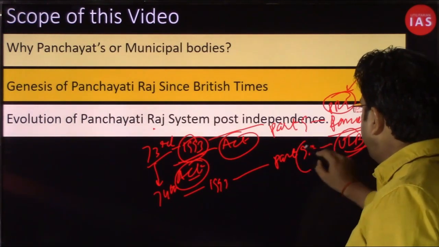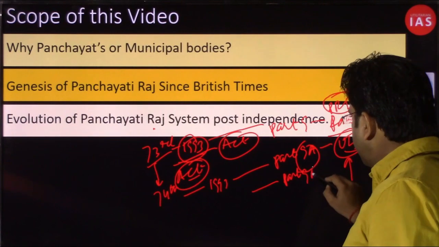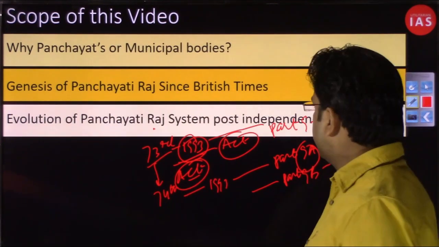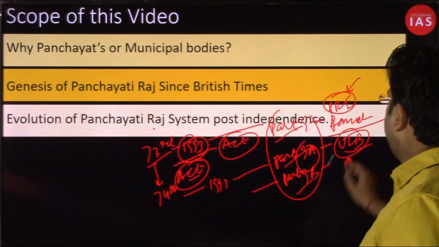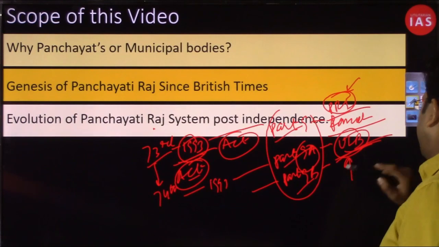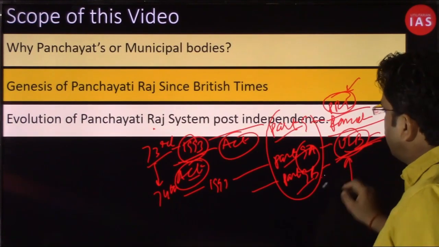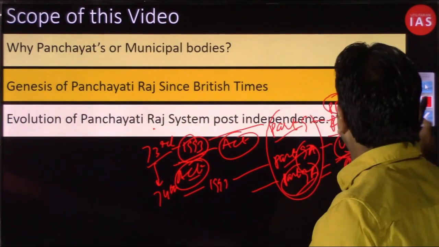So part 9A, and you have part 9B as well, part 9B that deals with cooperative societies, right. So there are three parts: part 9, part 9A, part 9B, that is Panchayati Raj, urban local government, urban local bodies, right, municipalities, and then cooperative societies, that is part 9B. I hope you will have that clarity.